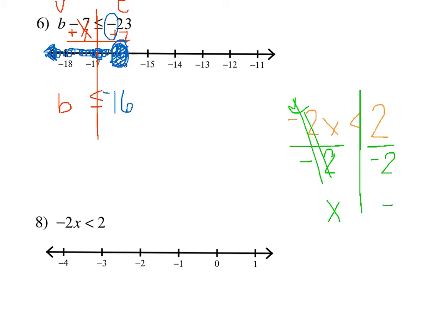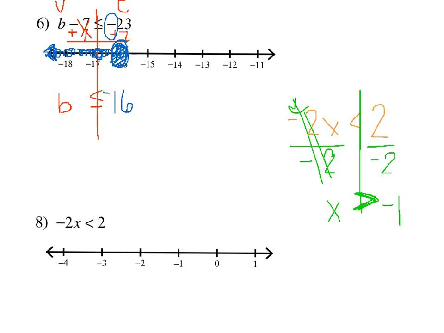2 divided by negative 2 is negative 1. Now, we have to be careful when we divide by a negative number. The number that I'm actually dividing by is negative. If I do that, then I have to flip the inequality. So it's no longer a less than symbol. Now it's a greater than symbol.